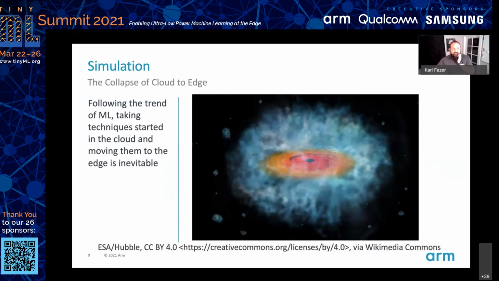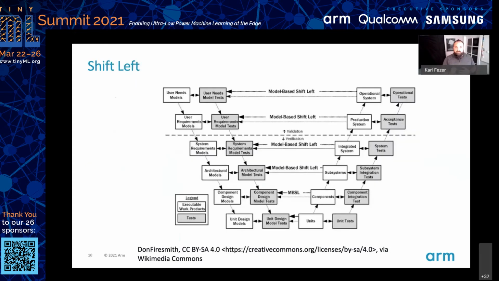So diving deeper into simulation and what I mean by cloud native practices, I kind of see this as inevitable, like gravity, kind of this collapse of the cloud to the edge, which is happening just like it did with machine learning in general. We're now seeing it with all these other practices. Basically, what used to need a GPU, now you can do on a microcontroller. And we're seeing that in terms of development practices as well. So this is kind of a shift left in practices.